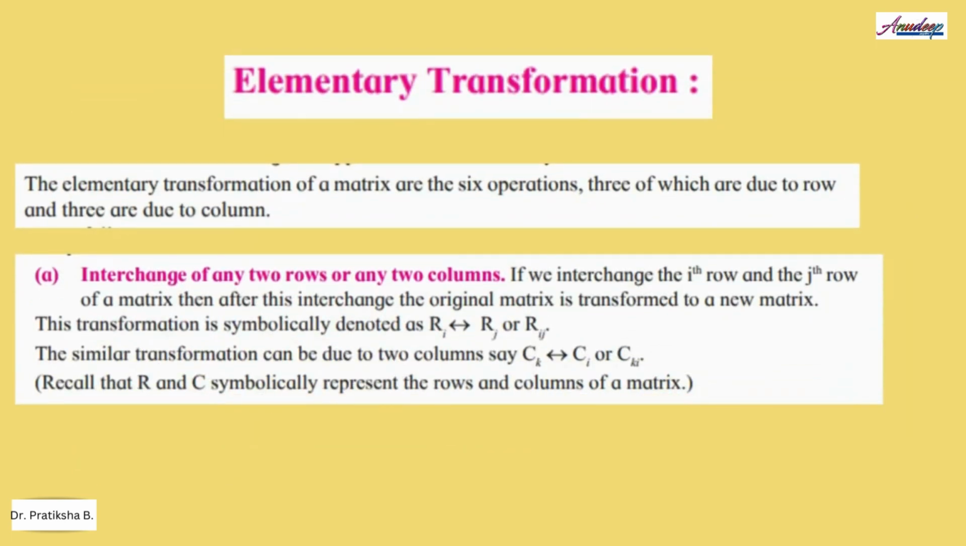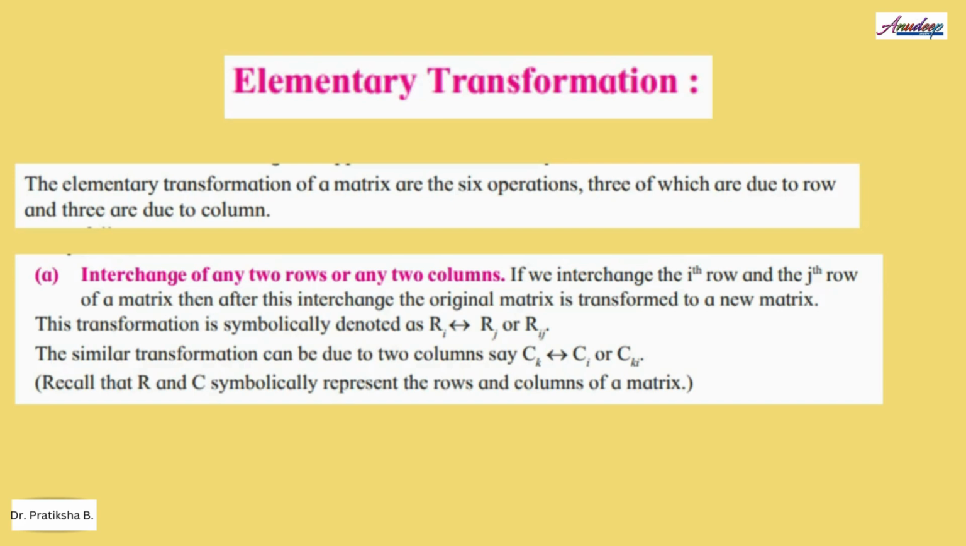Elementary transformation. Let us understand what is the meaning of elementary transformation in a matrix. It can be achieved in three different ways. First, by interchanging any two rows or any two columns. That is, if we interchange the ith row with the jth row of a matrix, the original matrix is transformed into a new matrix. For example, Ri is exchanged with Rj. We are interchanging every element of the ith row with every element in the jth row. That is what we call a row operation. By interchanging these two rows, we form the transformation in the matrix.